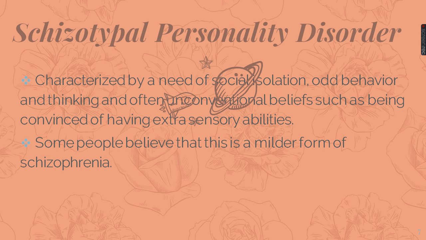Next, we have schizotypal personality disorder, characterized by a need for social isolation, odd behavior and thinking, and often unconventional beliefs such as being convinced of having extrasensory abilities. Some people believe that this is a milder form of schizophrenia. So actually, if the person has schizotypal personality disorder, they believe in different kinds of superstitious beliefs. Okay, such as, for example, astrology, how the movement of the planets and the stars affect their behavior. Okay, they always wear different kinds of charms and gems or lucky charms. Okay, because they believe in such things. They dress up in a different or weird manner. Okay, that's how they look like. Okay, so these are the people with schizotypal personality disorder.